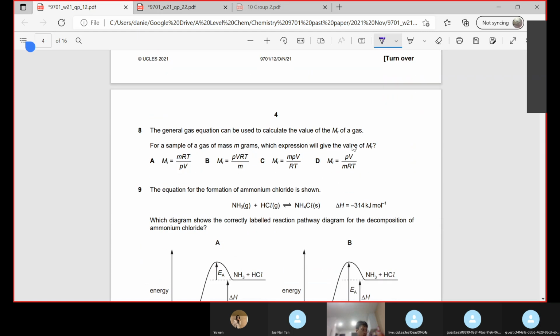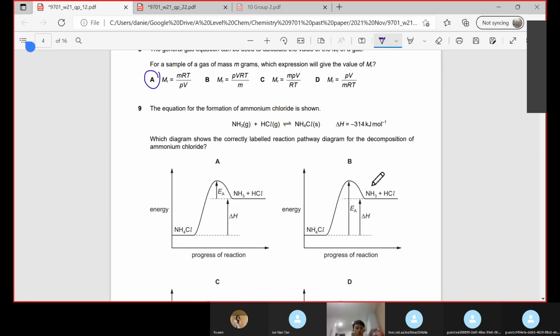Okay, number 8A. This is the expression. You can derive it on your own, I believe, no problem. Number 9, you need to be careful.